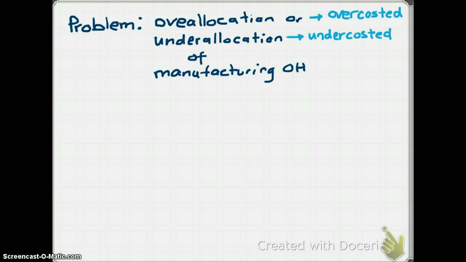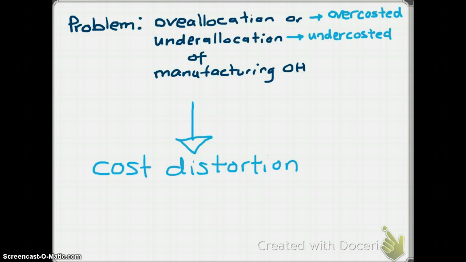Overcosted jobs are a problem because we have too much cost in the jobs and we could potentially lose our business to a competitor. Undercosted jobs are a problem because that means we have not included all our costs in the job cost, and that would mean that we will be losing money on the jobs. We call this cost distortion. Our costs are not depicted accurately, they are distorted.